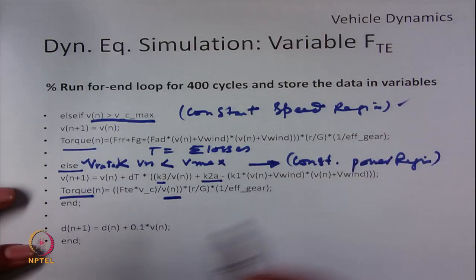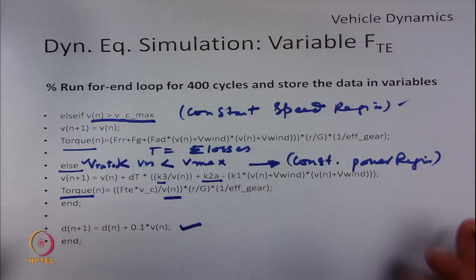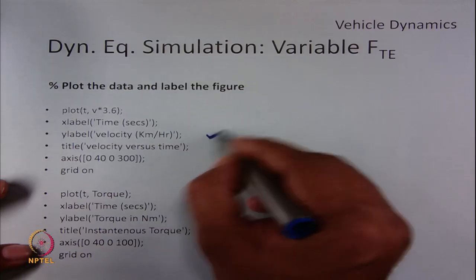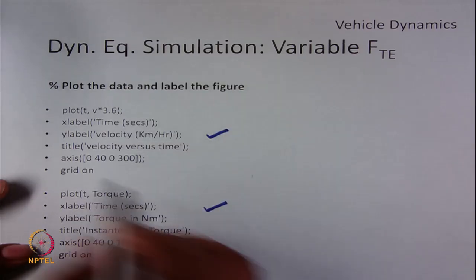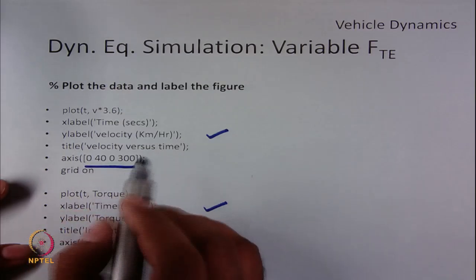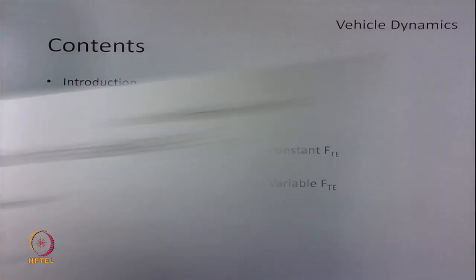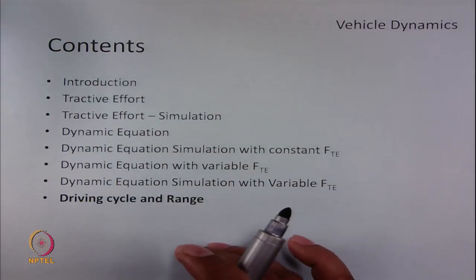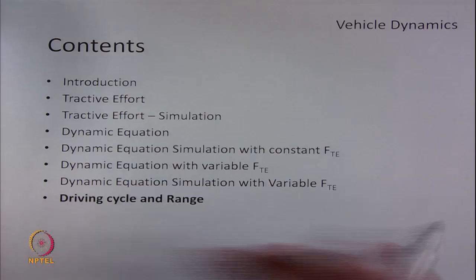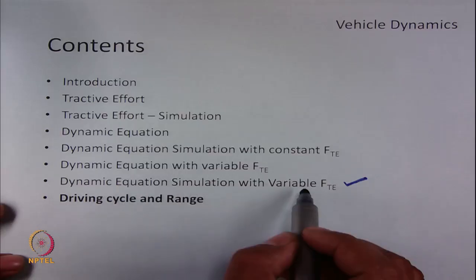constant speed mode. We can also calculate the distance as we have done in the case of constant Ft. So, once the whole program is written, we can plot this using simple plots. We can label them and put a proper axis so that the clarity of the graph is maintained. So, this is the end of the discussion under the topic dynamic equation simulation with variable FTE.